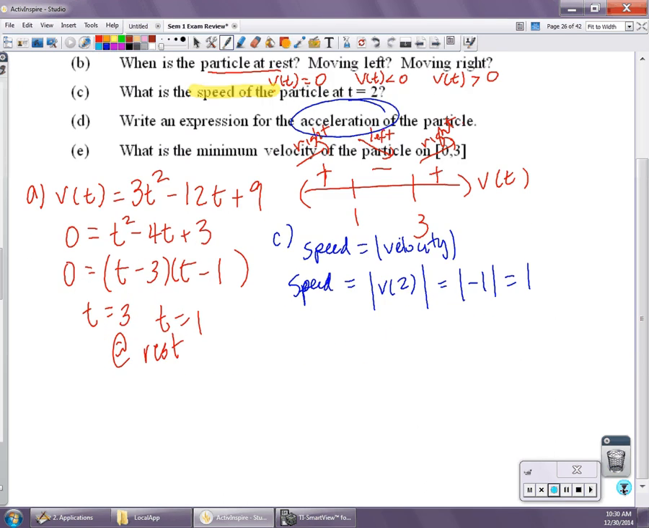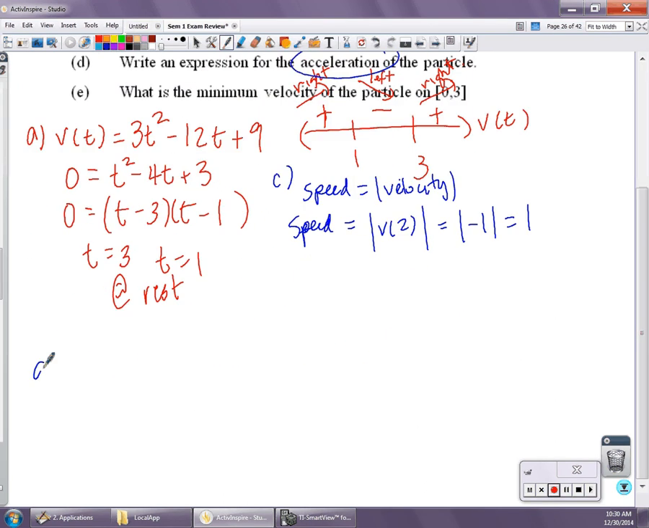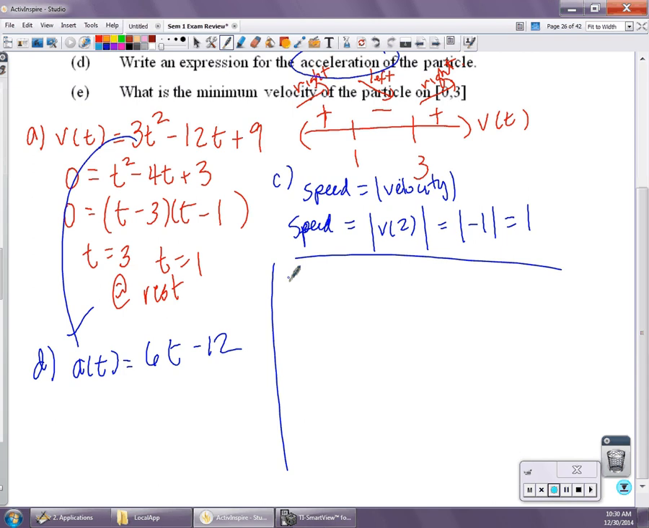Acceleration is the first derivative of velocity. So a of t, again I'm using the power rule, will give me 6t minus 12. And then lastly, letter E. Careful here, what is the minimum? This is the extreme value theorem. But the minimum of what? The minimum velocity from 0 to 3.